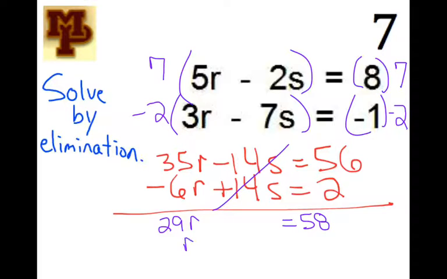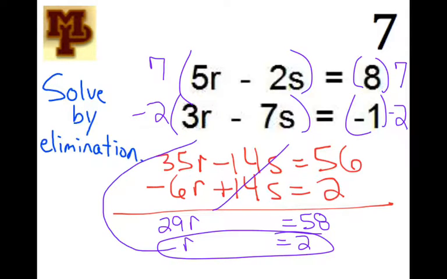So that means we can divide by 29, so we get r equals 2, and then we just need to go somewhere to figure out what the s is. So we can go into either equation, so probably that bottom one right there where it says r. So I'm going to try to fit this in.